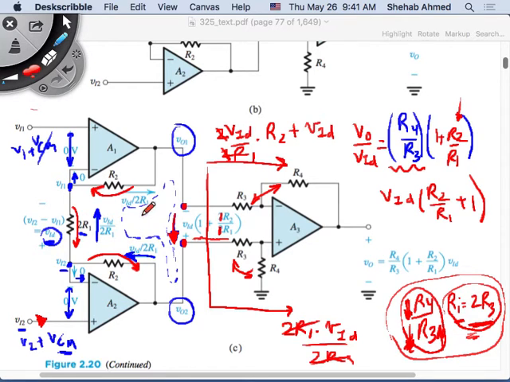Also, what else is interesting here? The gain of this stage was 1 plus R2 over R1. R1 is common between both amplifiers. But what if the R2s are not equal? Here I relax the precision of these resistors. How about if I relax the precision on these resistors as well? When I relax the precision on these resistors, it makes it easy to design, right?